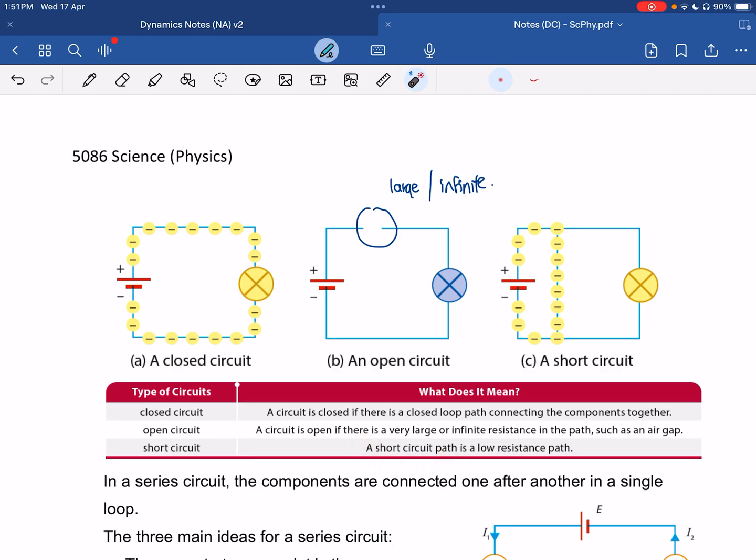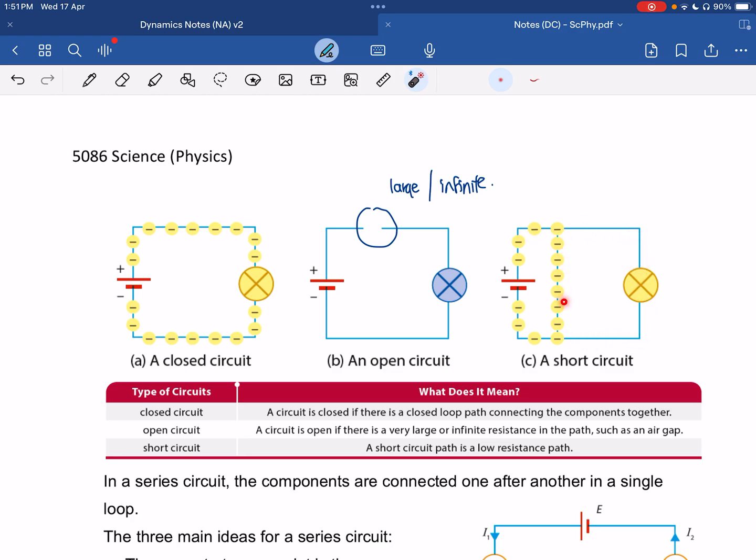Then followed by the third one, which is called a short circuit. So what does a short circuit do? Basically, it provides a path of least resistance. So current electrons, they are very smart. They will always choose the path with the least amount of resistance to flow through, and they will bypass the more difficult path, this path that is higher resistance.